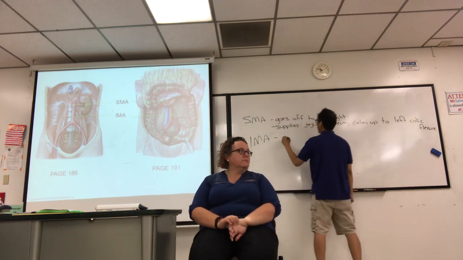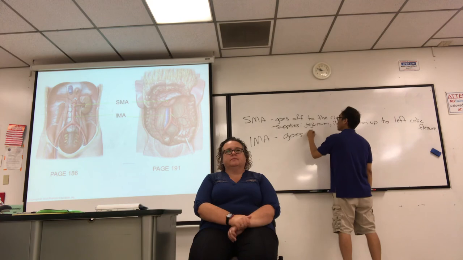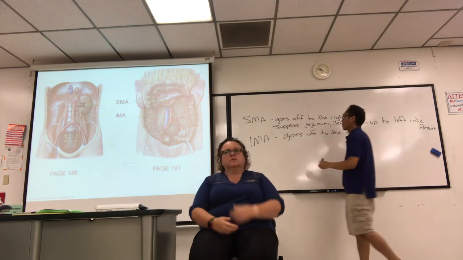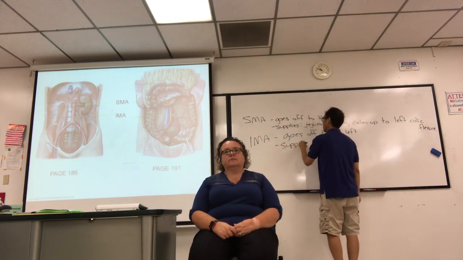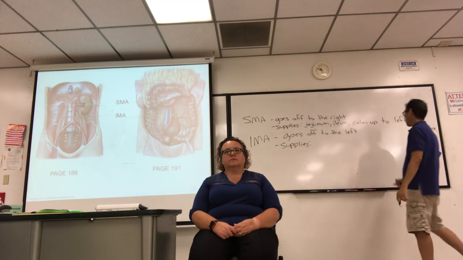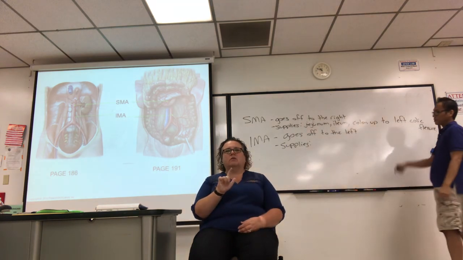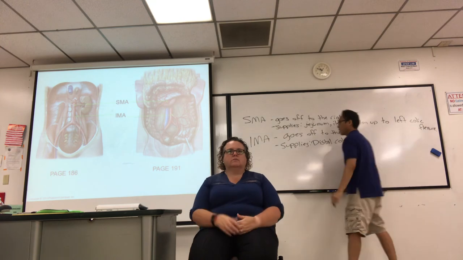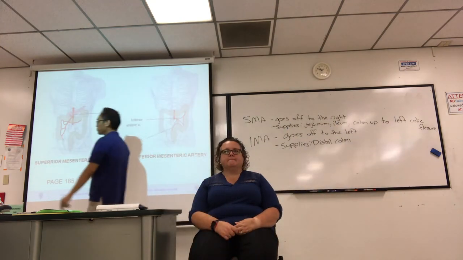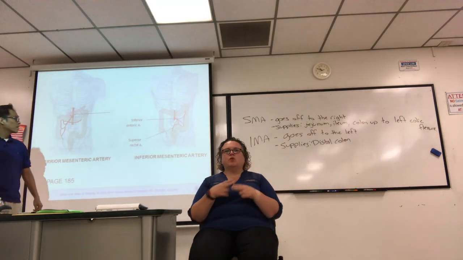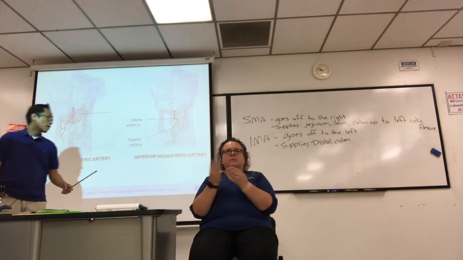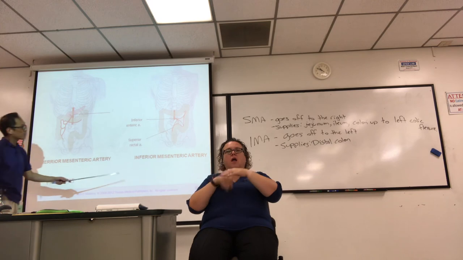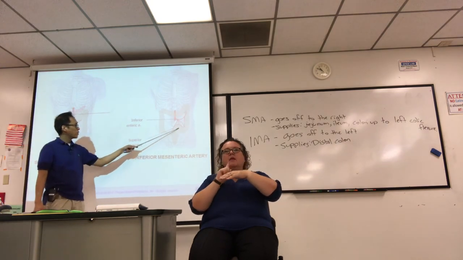Inferior mesenteric artery, IMA, goes off to the left. Supplies pretty much distal colon, everything past left colon flexure. I'll just say distal colon. So you got a quick side-by-side showing you the blood supply for the superior mesenteric, supplying everything up to left colon flexure, and then inferior mesenteric taking over all the way down.